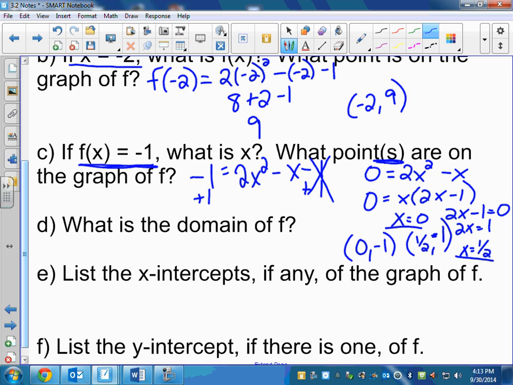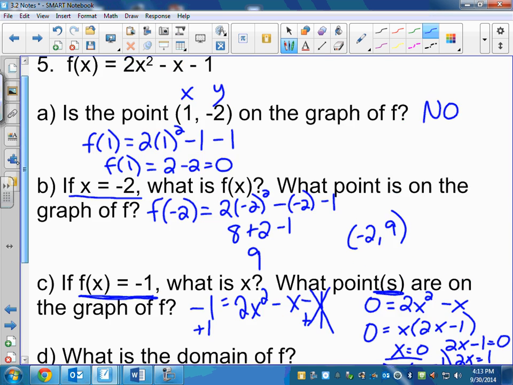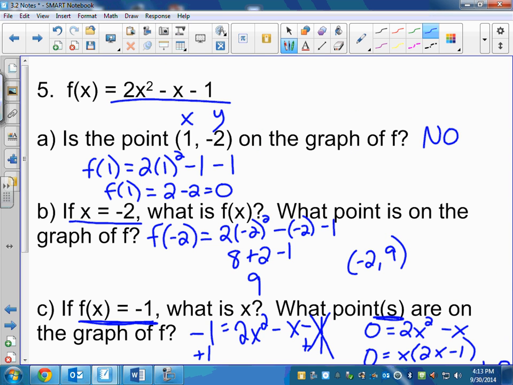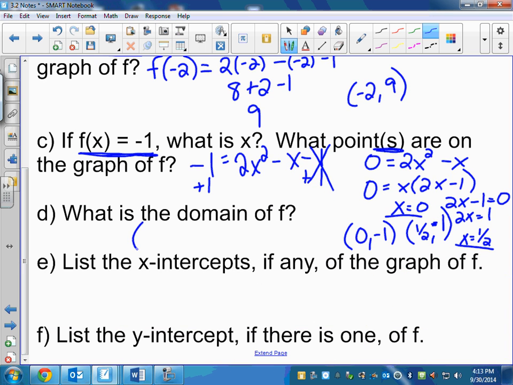It also asks for the domain. This is where you've got to know the graph, right? This is a quadratic. It's a parabola. What's the domain of every parabola? All real numbers. It also talks about intercepts. You've got to know how to find those without a graph, with just an equation. Remember, the intercept is when it crosses the axis, or when the other variable is 0. So when it asks for the x-intercepts, it's just asking, what do you get when y is 0?